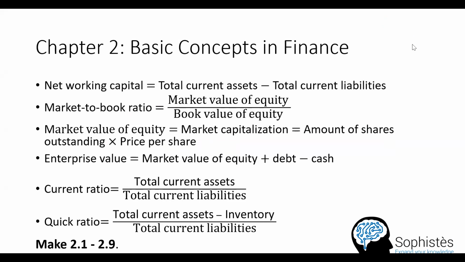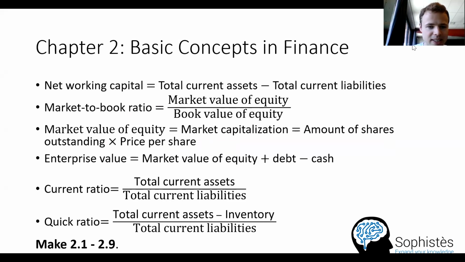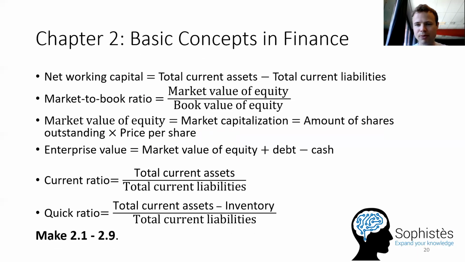And what you will see is that you just learn the formulas and then you can use them to make the questions. And it's really just memorization. Here, it's not that difficult. So you, for example, have a formula for net working capital. That's the total current assets minus the total current liabilities. Market to book ratio. That's the market value of the equity divided by the book value of equity.